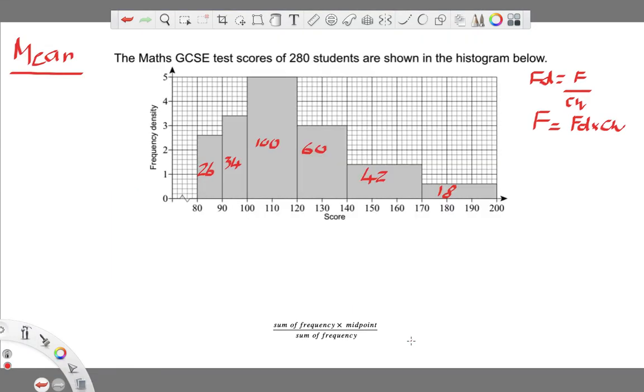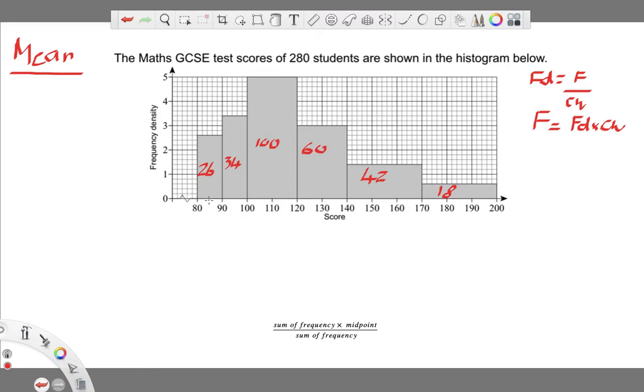Let's calculate the mean for this histogram, or an estimate for the mean. So as ever with these questions, first thing you've got to do is find the frequency. So how do we do that? Well, we know that frequency density is equal to the frequency over the class width. So the frequency is equal to the frequency density times the class width. I've already worked these out just to save time, so I'll just run through the first one.